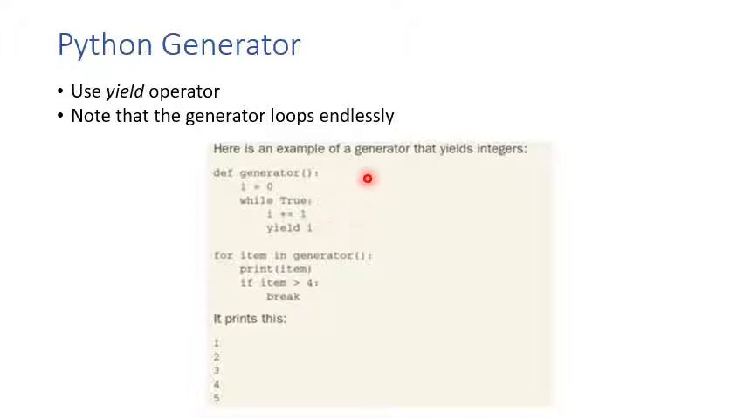Here is an example of a generator that yields integers. We first define a generator and we create an endless loop which adds 1 each time. And then we use a for loop to read the items from the generator. We use yield to return 1 integer at a time. And then we print the item from the generator. So it will print 1, 2, 3, 4 continuously. And if the item is larger than 4, which is 5, then we can break out of the loop. This is how to use yield to create a generator.